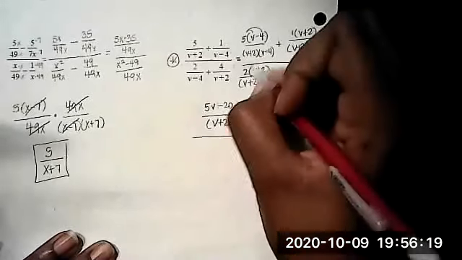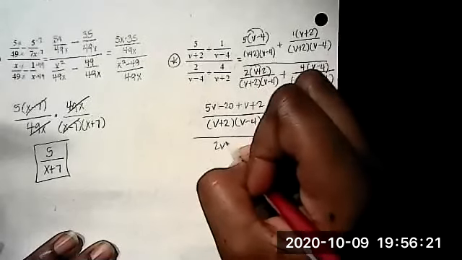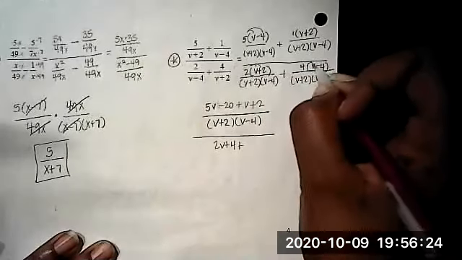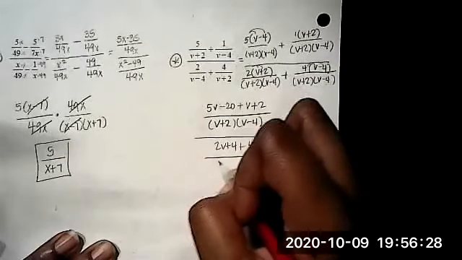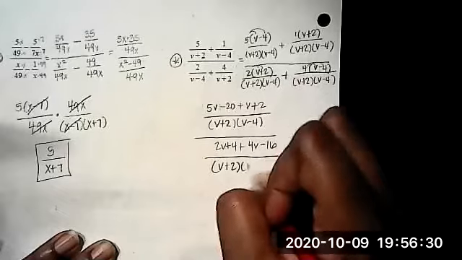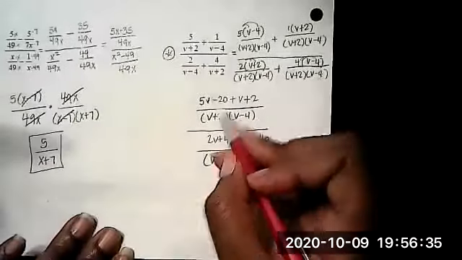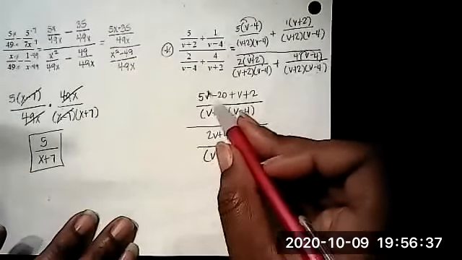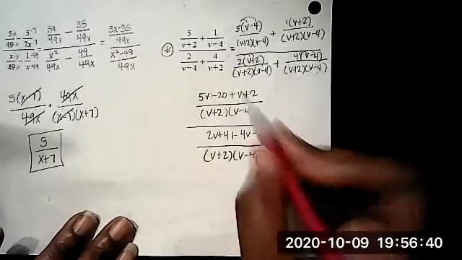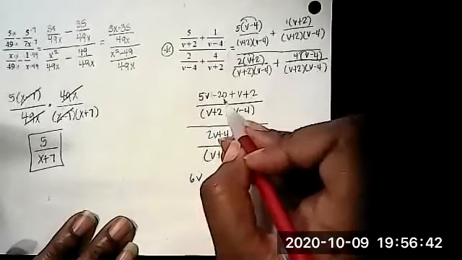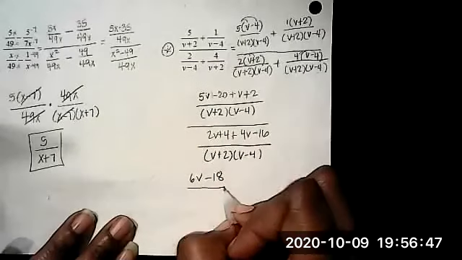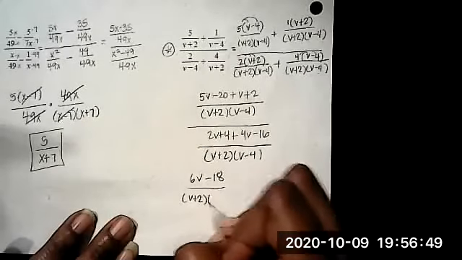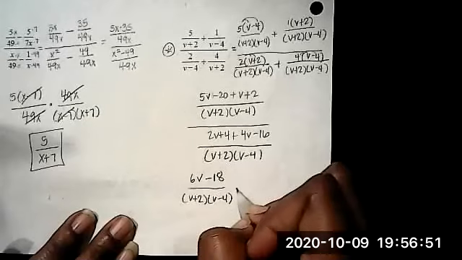And then, of course, you're dividing by these two that come together. This now becomes 2B plus 4 plus 4B minus 16, all over the same B plus 2, B minus 4. I'm going to combine like terms here. I'll have 5B plus 1B is 6B, and then negative 20 plus 2 is negative 18, over, of course, B plus 2, B minus 4.